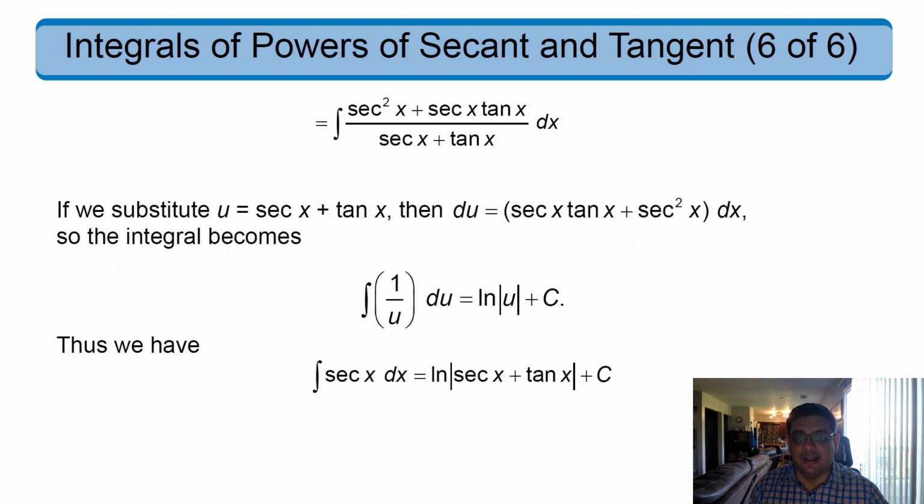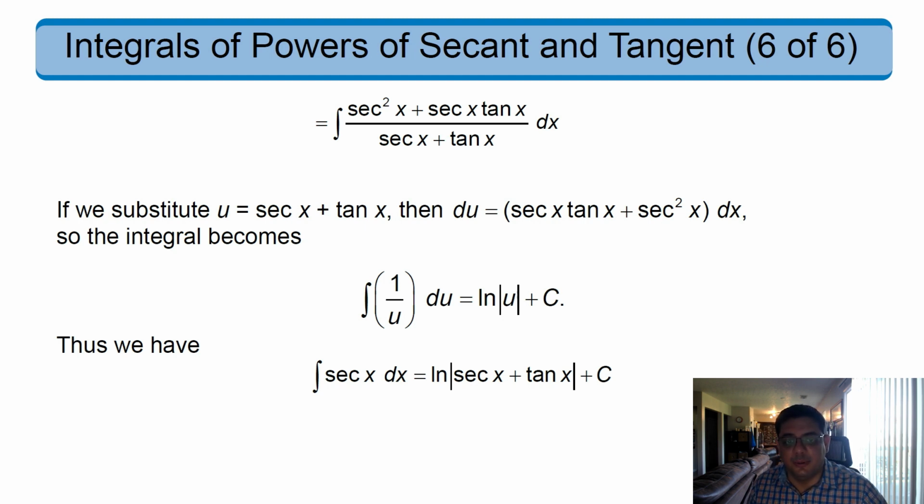And once you get this, on the top you get secant squared plus secant times tangent, and on the bottom you get secant of x plus tangent of x. You are going to make a substitution where u is secant of x plus tangent of x. The derivative of secant is secant times tangent, and the derivative of tangent is secant squared.